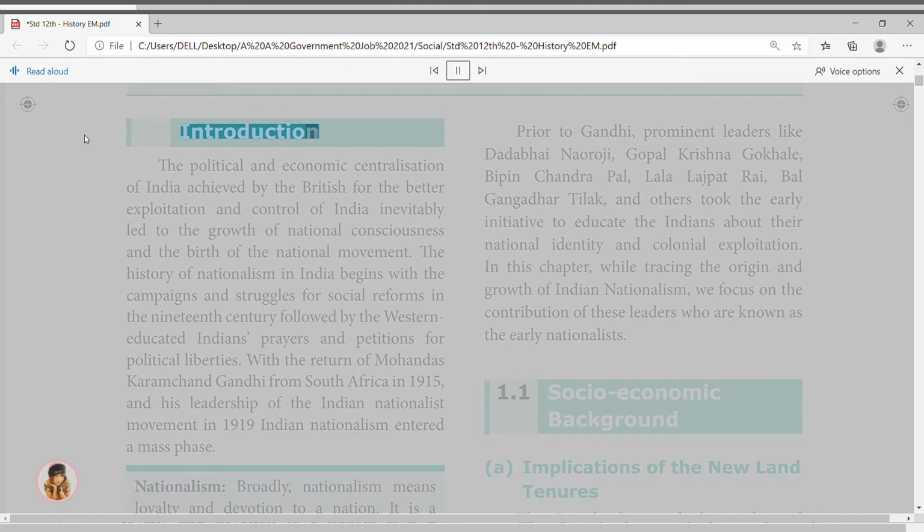Introduction. The political and economic centralization of India achieved by the British for the better exploitation and control of India inevitably led to the growth of national consciousness and the birth of the national movement. The history of nationalism in India begins with the campaigns and struggles for social reforms in the 19th century, followed by the Western-educated Indians' prayers and petitions for political liberties. With the return of Mohandas Karamchand Gandhi from South Africa in 1915, and his leadership of the Indian nationalist movement in 1919, Indian nationalism entered a mass phase.